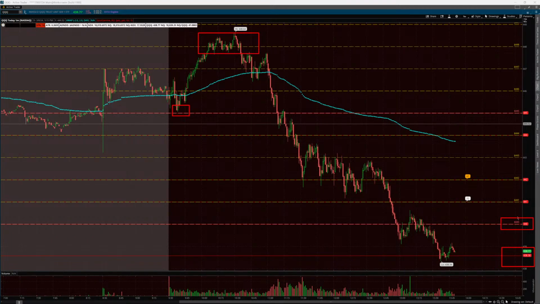All right, we'll get to that. Sorry about that sound. That is alerts for Spotgamma Hero. We'll take a look at that in just a minute. All right, so that is the levels for QQQ. Quite a range today.